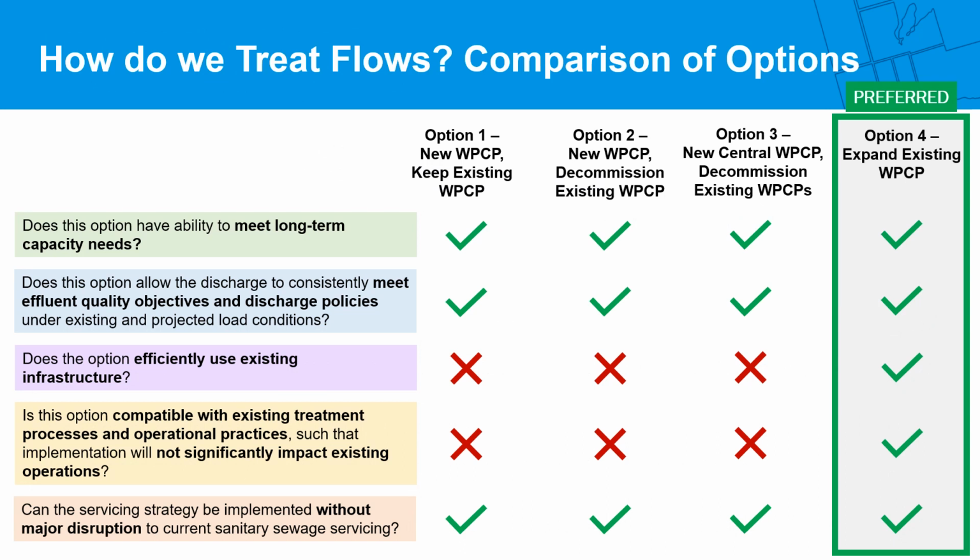In summary, we have 4 treatment options. Options 1, 2, and 3 do not meet 2 of our mandatory criteria. Option 4, expanding the existing Sunderland WPCP, is the only one that meets all the criteria. Therefore, it is the preferred option.